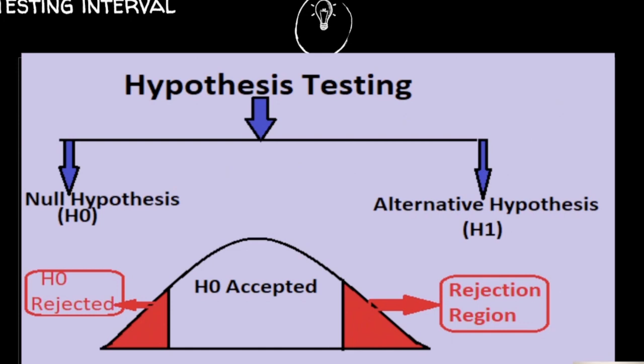Let's say I want to test some drugs. My assumption is that it doesn't impact the person, it doesn't affect the person. The alternate hypothesis is just the opposite: it will impact the person. If I'm doing the testing of drugs and my data is correct, then by looking at the chart I will understand whether I have to accept this hypothesis or not.